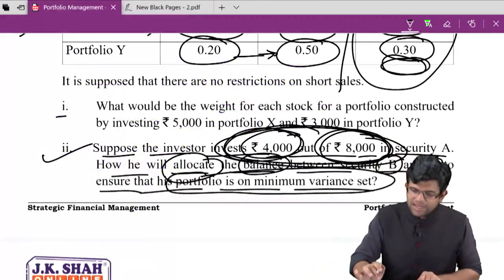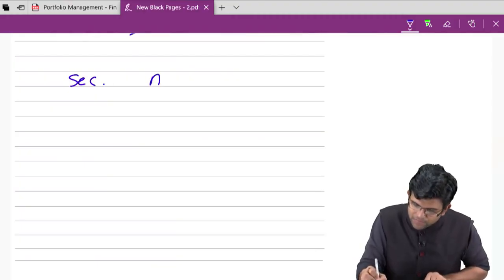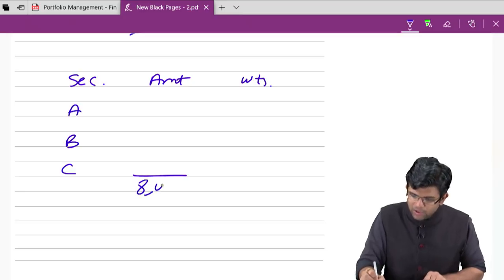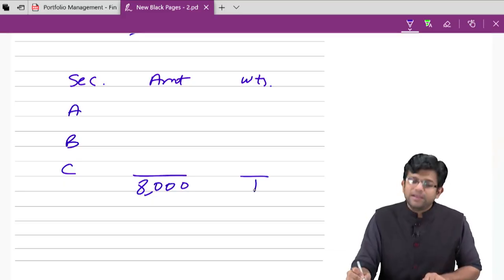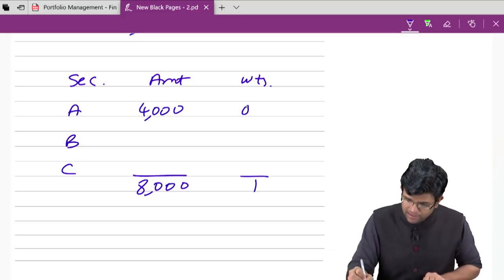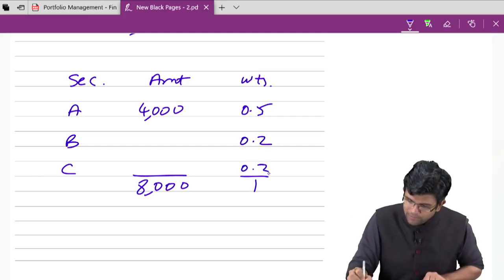Yes, so students, I will also conclude this by writing down here security, amount and weights. Okay, students, A, B and C. The total you're investing is 8,000, weight is 1, of which 4,000 already you have invested in A, the weight is 0.5. We have understood that the remaining weight should be 0.2 and 0.3.